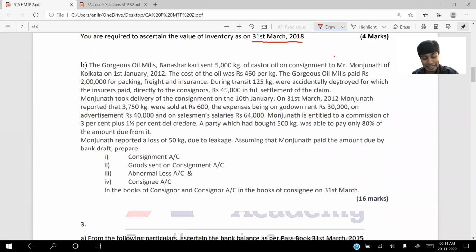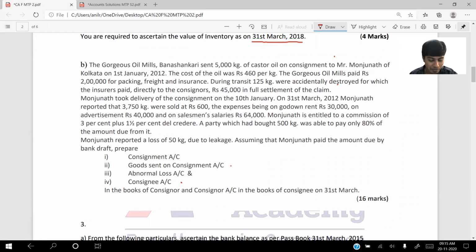There is no commission computation, that equation kind of commission computation. That is the only thing that's not there in this. Otherwise, this is a very comprehensive and completely nice question. Come on, let's go. They've asked us accounting in the books of consignor as well as consignee. In the consignor's books, they want us to do consignment, goods sent on consignment, abnormal loss, and consignee account. And in the consignee's books, we have to prepare only the consignor account. I think I've given extra in the key answers. It's okay.